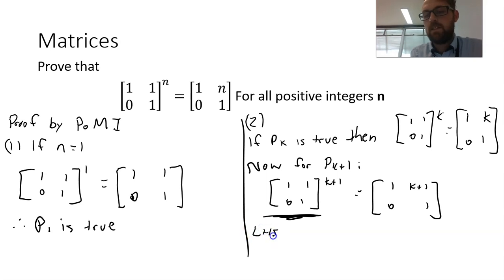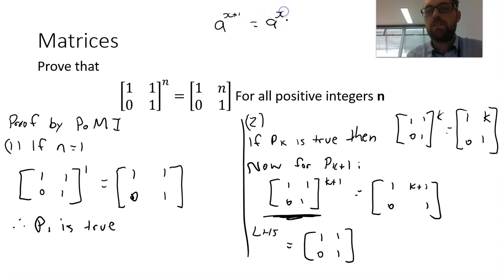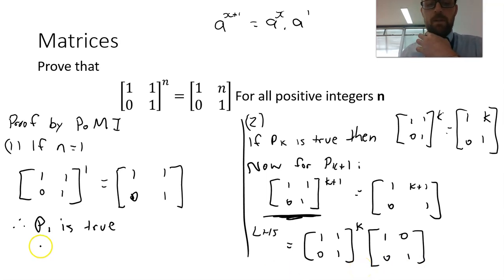So the left-hand side, you don't have to write this, but I feel like it's good to keep track of what you're doing. Left-hand side, you get [1, 1; 0, 1]. We know if we've got something like a to the power of x plus 1, we could split that up into a to the power of x times a to the power of 1. That's the same thing. So a to the power of k plus 1 could be split into our matrix to the power of k times our matrix to the power of 1. So that's our first step, splitting it up like that.